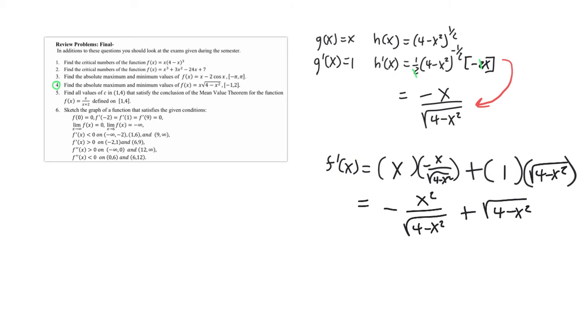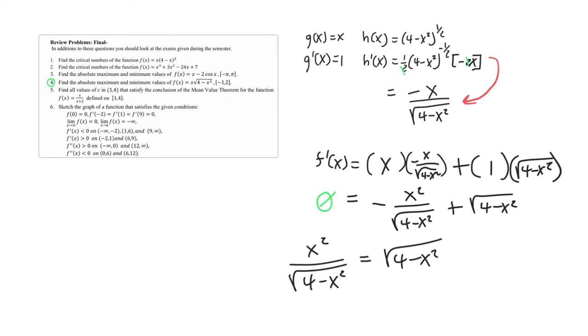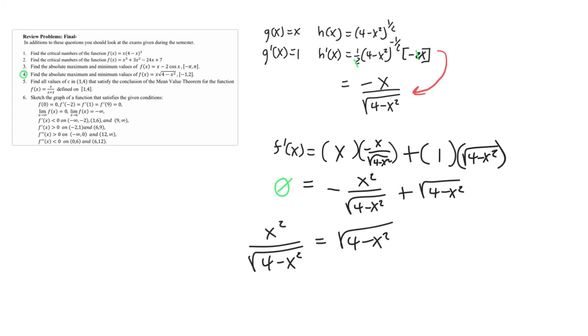Now we're still in the phase where we're trying to find the critical numbers, critical values. So we're going to set it equal to 0. We could add x squared over radical 4 minus x squared to both sides. We're going to have x squared over this radical equal to this radical 4 minus x squared. So at that point, I would certainly multiply both sides by the radical 4 minus x squared.